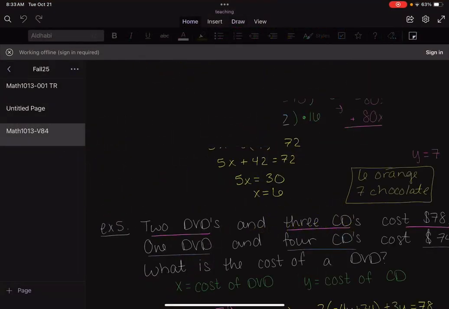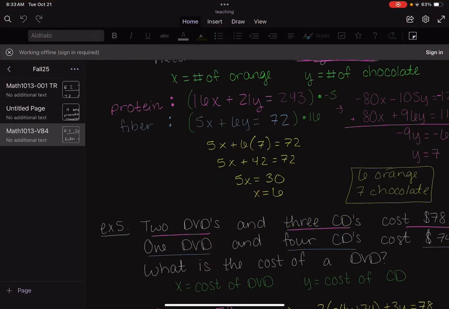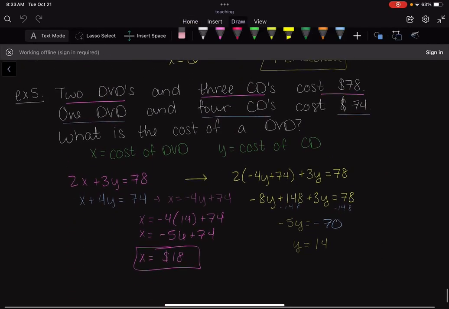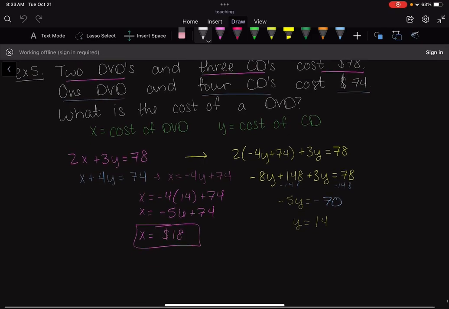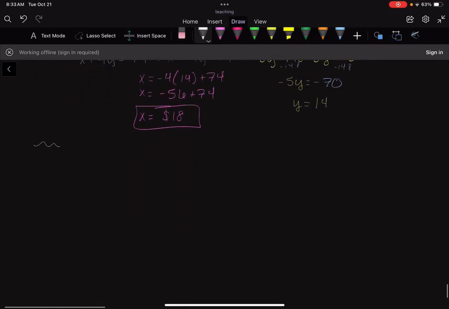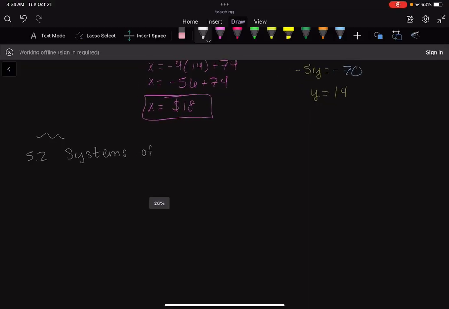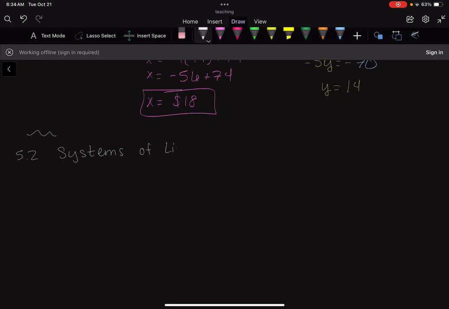We're still doing systems of equations, but now we're going to work in three dimensions. So let me get to our notes. This is 5.2, systems of linear equations, but now we're going to do three variables.